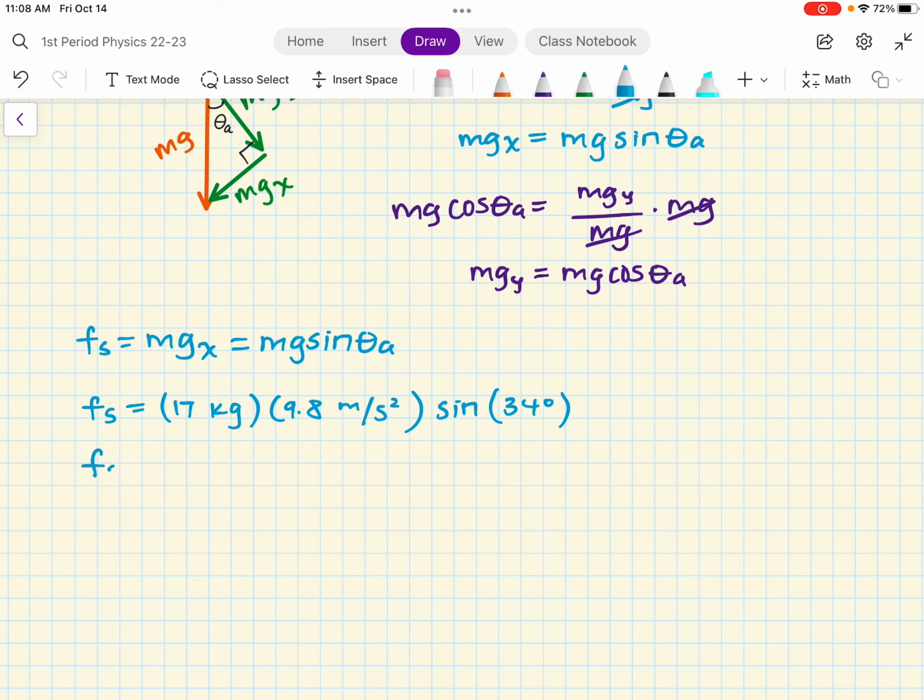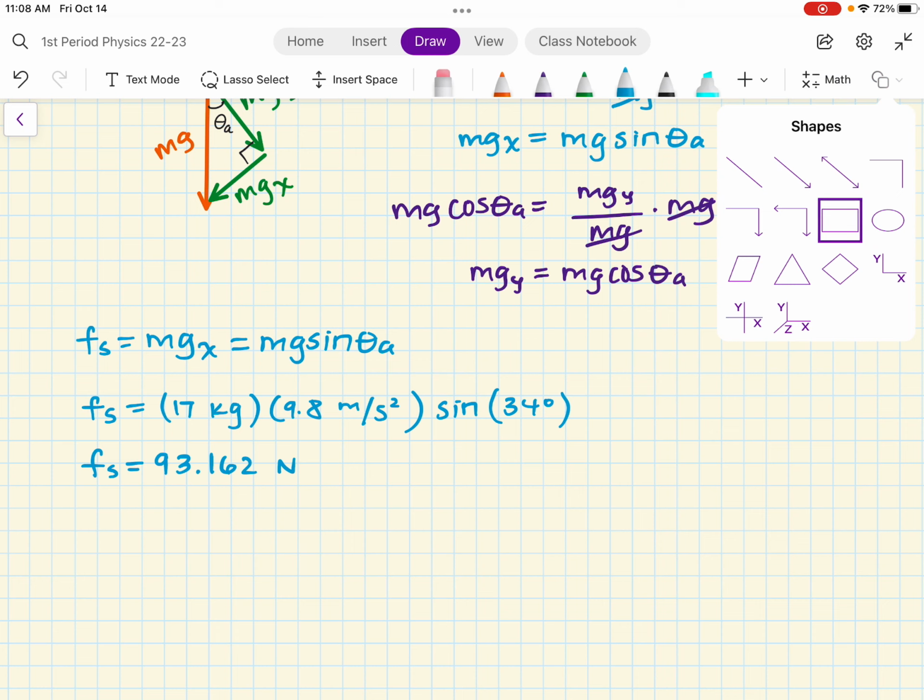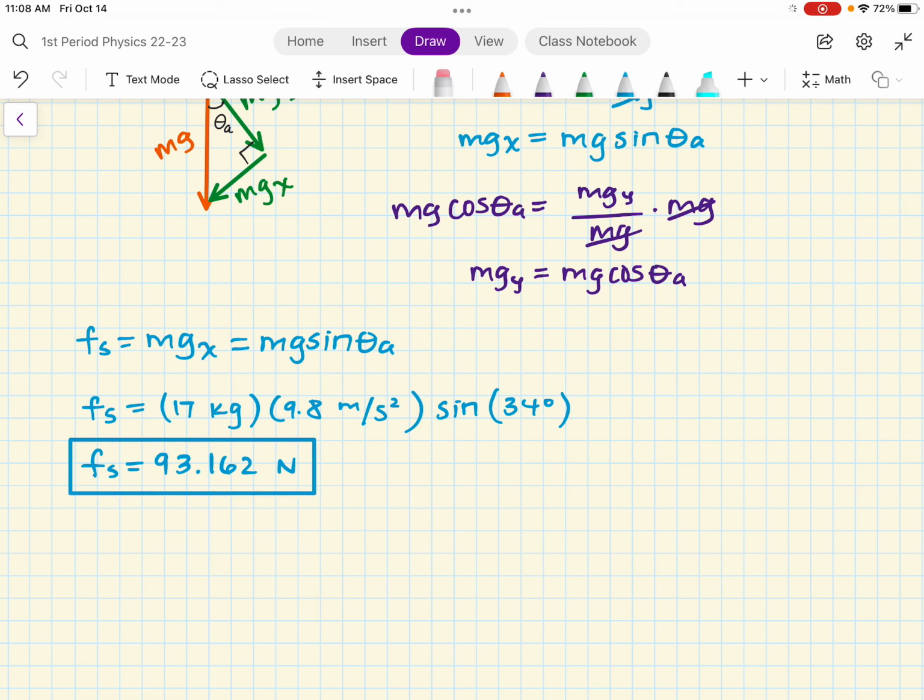Frictional force is equal to 93.162 newtons. Let's box it. There's our answer for question A.